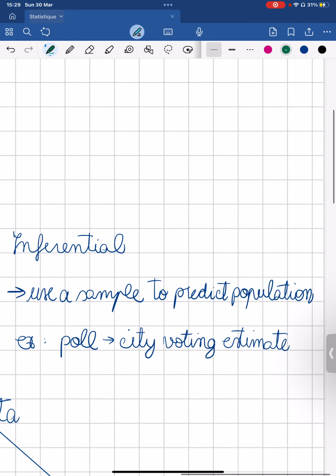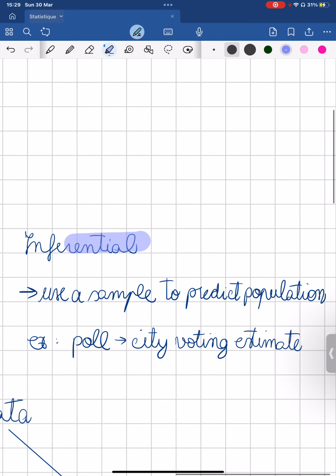Now, for inferential statistics, this is where you use a sample to make a conclusion about a larger group. Like if you survey 200 people, you might predict how the entire city will vote. You're using a sample to guess what the entire population might do.